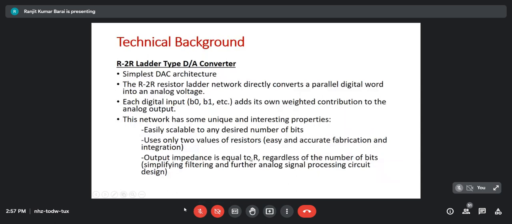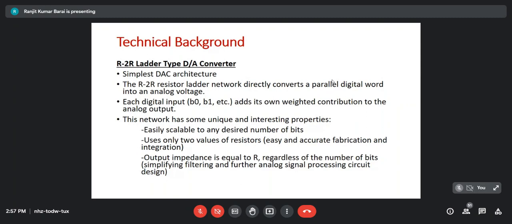Now, this is the technical background. I hope it is known to you. Just go through this slide. So this is the simplest DAC architecture, as I have already said. The R2R ladder network directly converts the parallel digital word into analog voltage. So each digital input adds its own weighted contribution to the analog output. I have already said it, and we will show the equation.